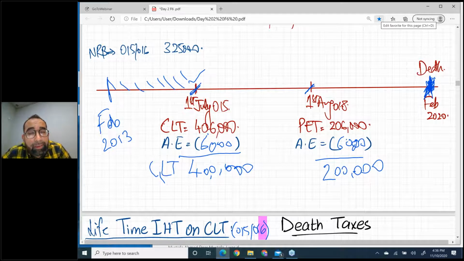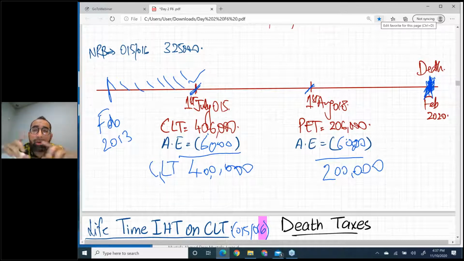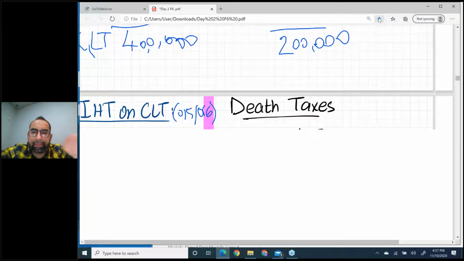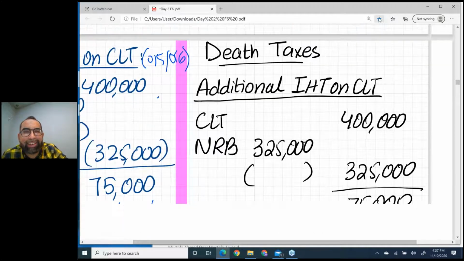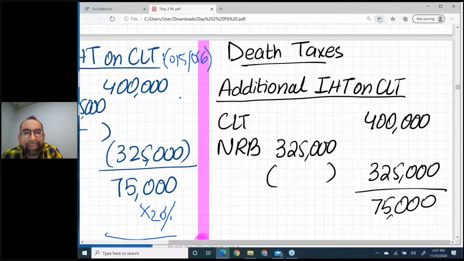For death taxes, you get the NRB again, of 325,000. For the 2019-20 fiscal year, there is a fixed NRB you have to learn, that is 325,000, right? And now we have to do working from zero. These are the death taxes, and I have used the black pen.